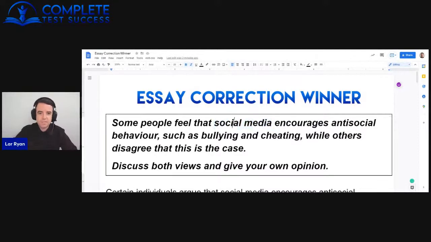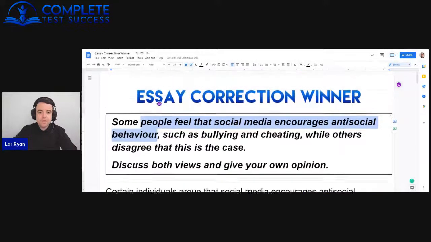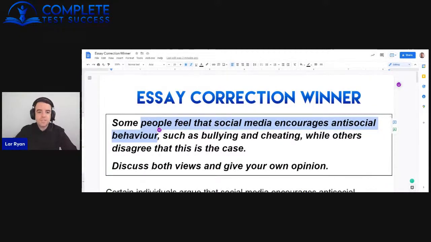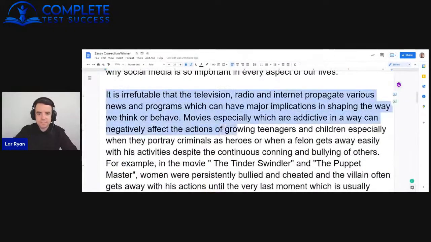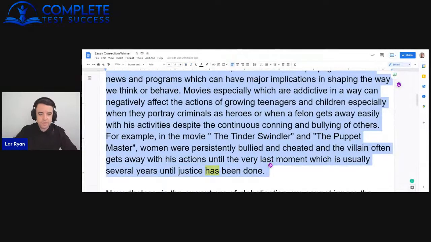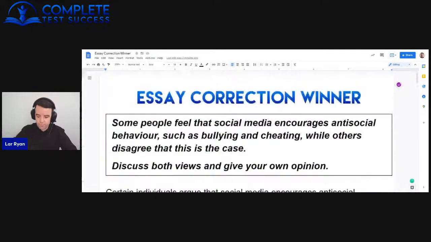But not only that, we're not just discussing social media, we're discussing people who think it encourages antisocial behavior. So the paragraph has to be, here is why some people think it encourages antisocial behavior. And then the next paragraph, here is why some people disagree with that. But this is completely irrelevant. This is just talking about the media. It's got nothing to do with what the question is asking. So far, that is not helping your task achievement score in any way.